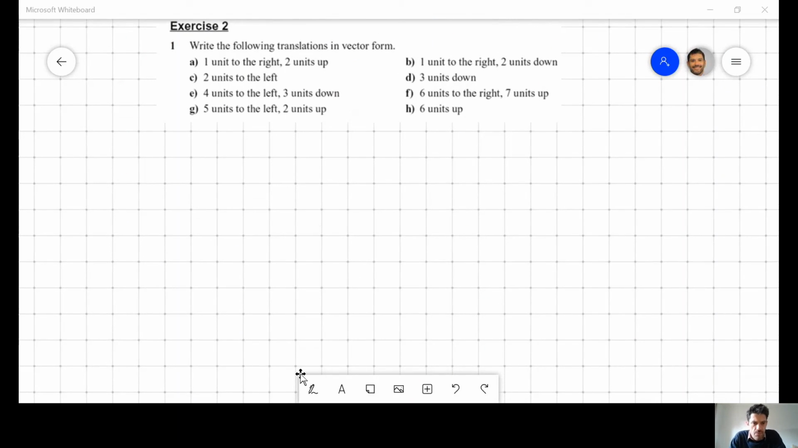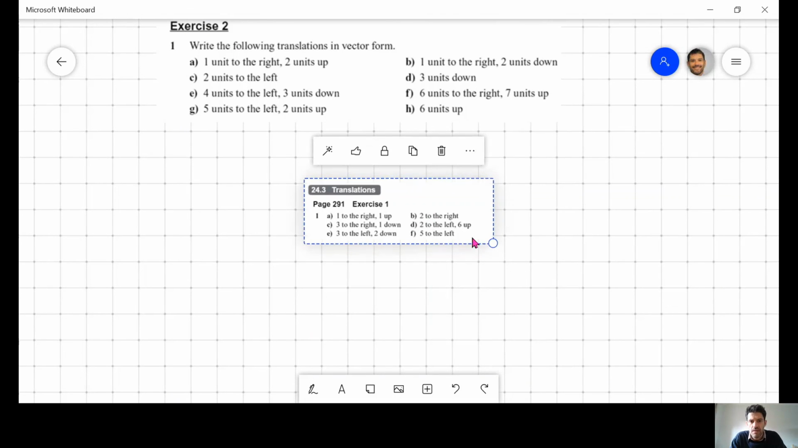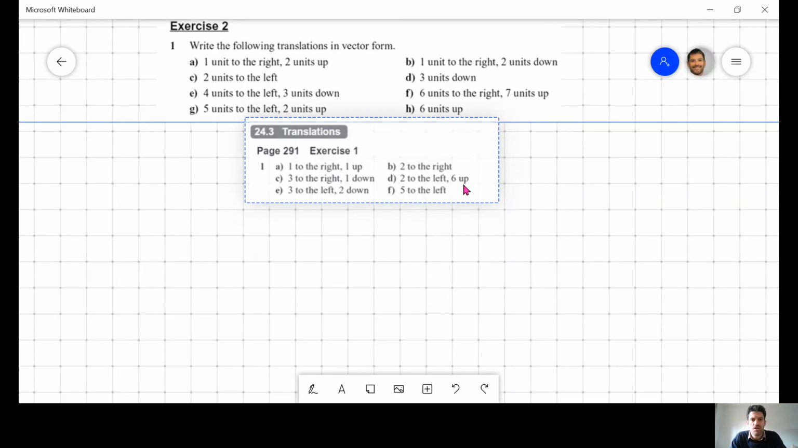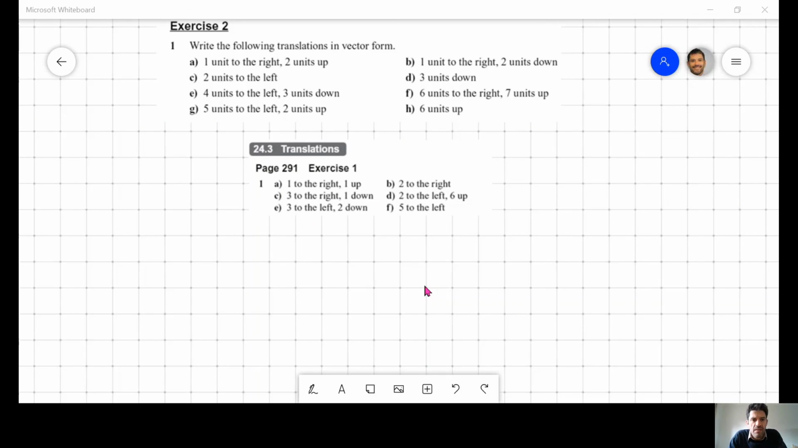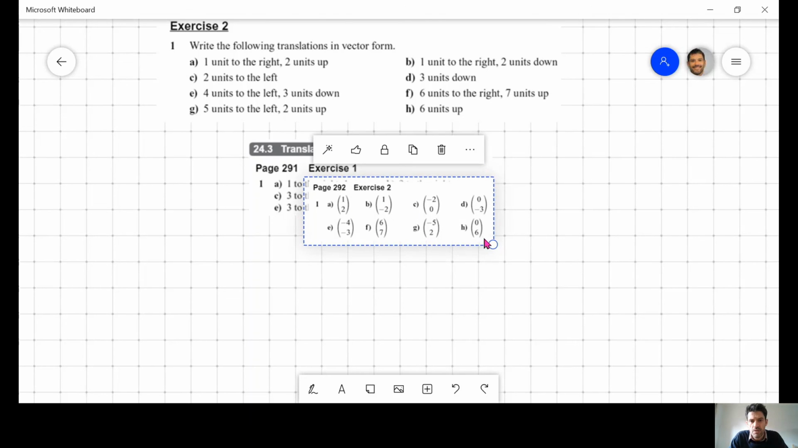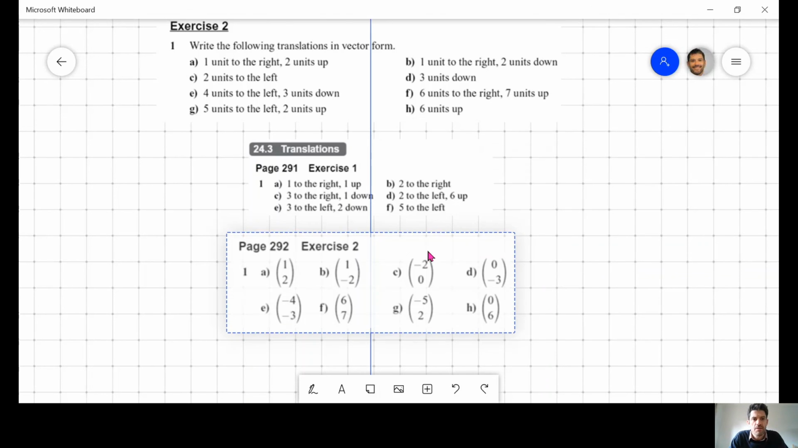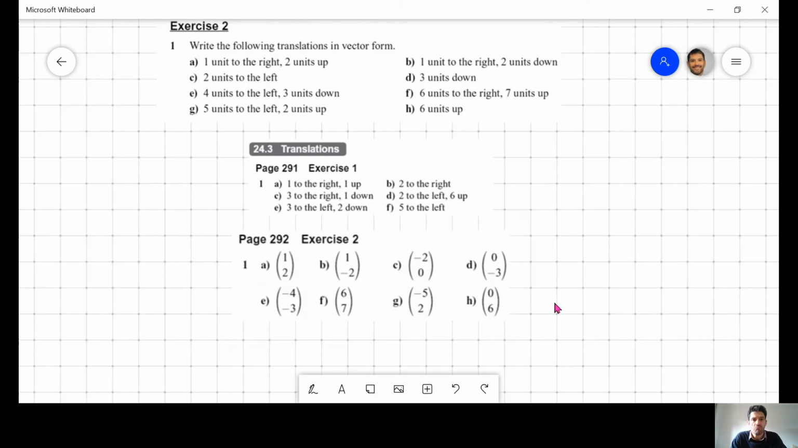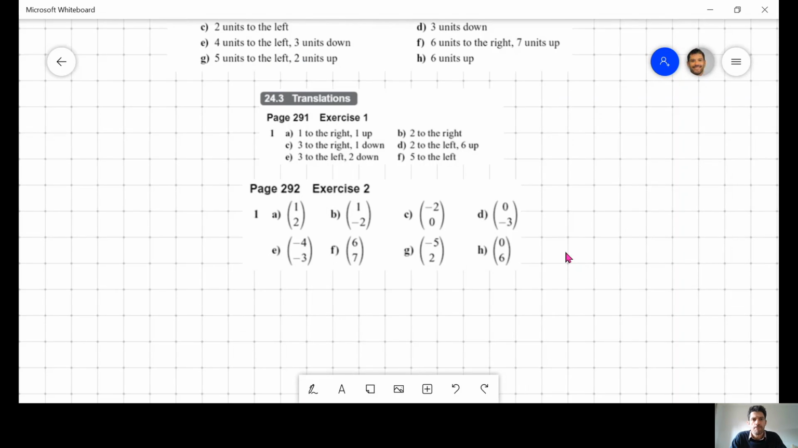Great. The answers to those questions, I think the answers in 2 separate bits. They are the first section, question 1 of exercise 1, those are the answers, and then question 1 of exercise 2, those are the answers. So mark your answers, please.